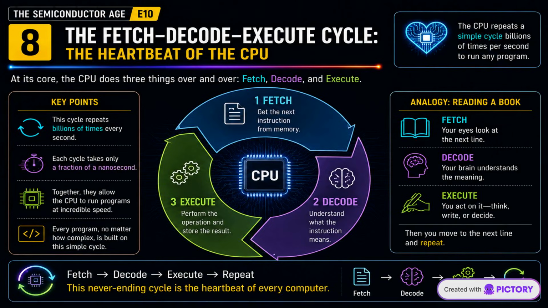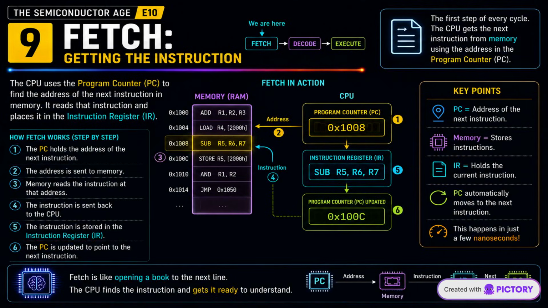At the heart of CPU operation is a repeating process: fetch, decode, and execute. The processor retrieves an instruction, works out what it means, performs the required operation, and then moves on to the next instruction. First comes fetch. The CPU uses the program counter to locate the next instruction in memory, retrieves it, and places it into the instruction register so it can be processed.